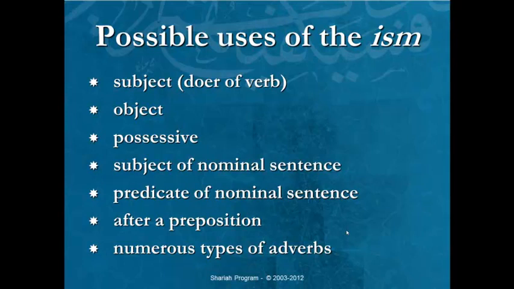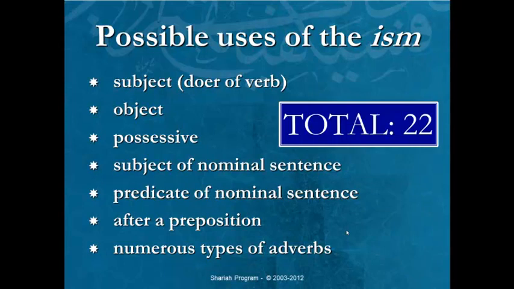So the question is, what's the grand total? How many possible ways can an ism be used in a sentence? And the answer is 22. 22 possible usages for the ism. And let me tell you, the 132-page best book in the world for grammar, 1/3 of that book is devoted to developing these 22 places.